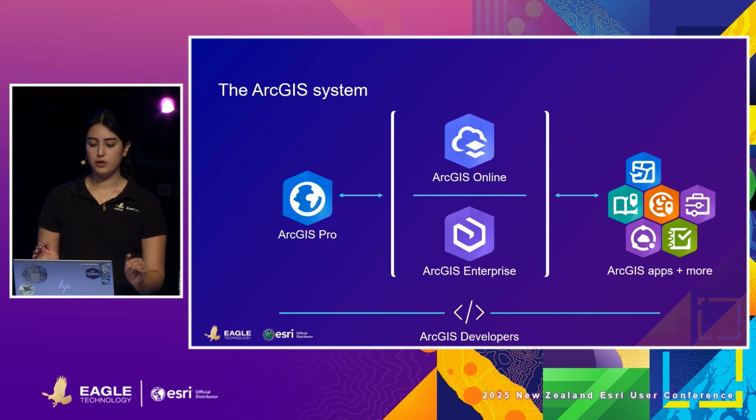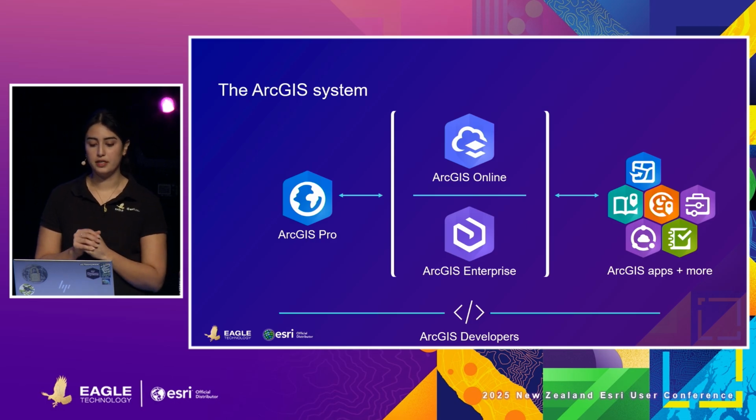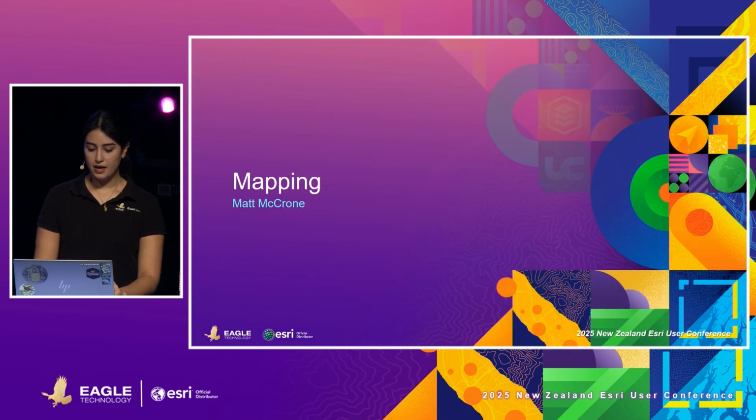But this is just an overview of where ArcGIS Online fits in the ArcGIS system. So the portals in the middle, ArcGIS Online or ArcGIS Enterprise, is where you create your content, your maps, and you manage all of this to then be fed into either ArcGIS Pro, the desktop application, or your different apps. So with that, I'll pass it over to Matt to take us through what's new in mapping.